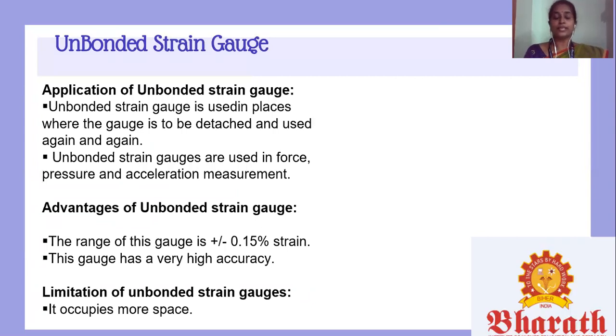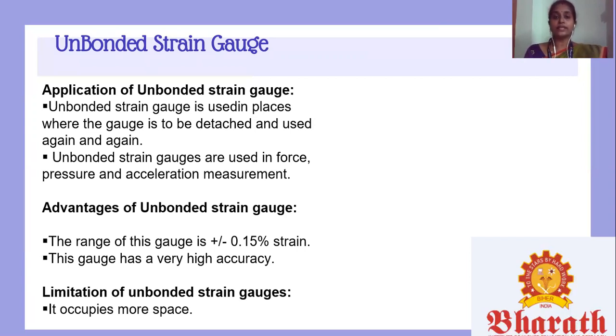Now, coming to the applications of this unbonded strain gauge. Unbonded strain gauges work in many industrial sectors, where these gauges can be detached and used again and again. The unbonded strain gauge is used in pressure, force, and acceleration measurements.